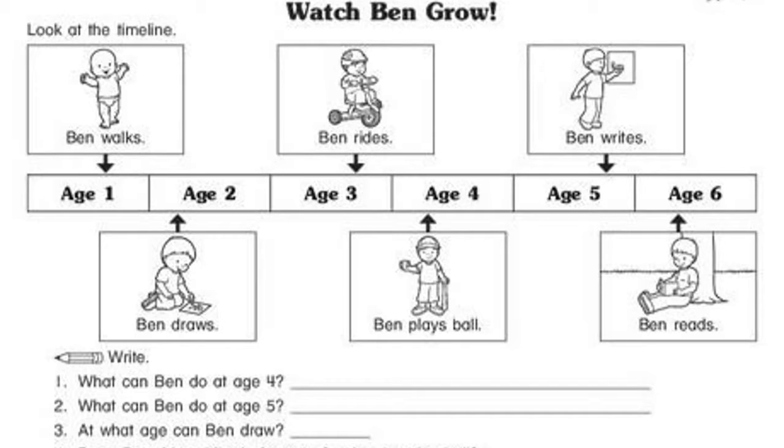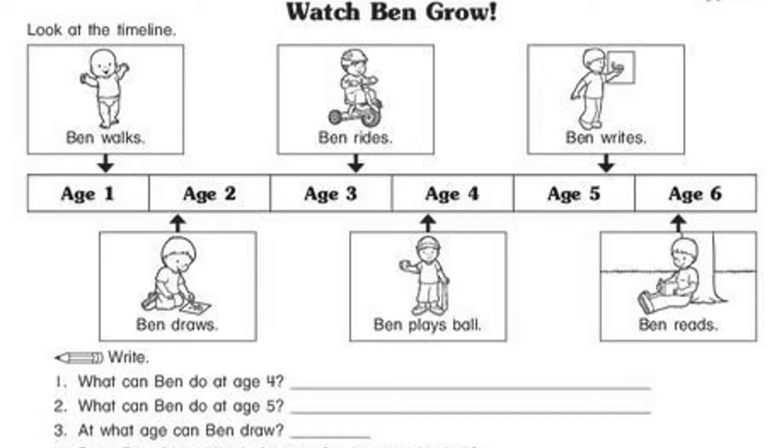So I want you to take a look at the descriptions that are there for Ben and each of his ages. So let's take a look. It says at age 1, Ben walks. Now at age 2, we go to the right and we have a picture down below. And that's not to confuse you. It's just to show you that sometimes they might put an image above and below the year indicated. And that's just for spacing purposes.